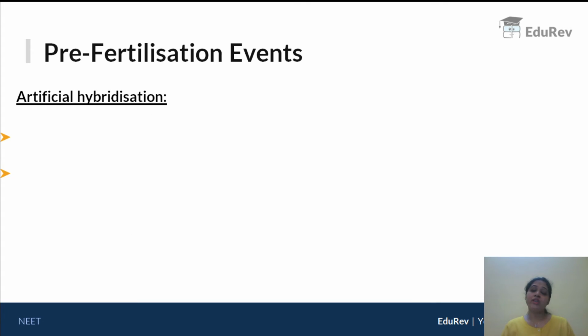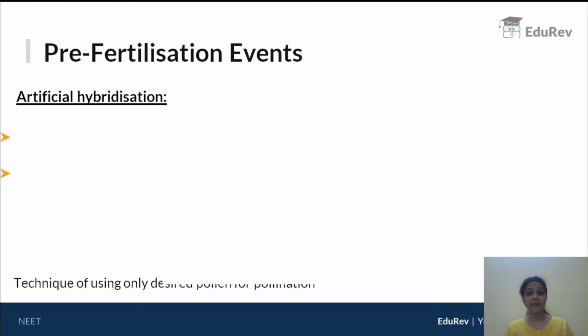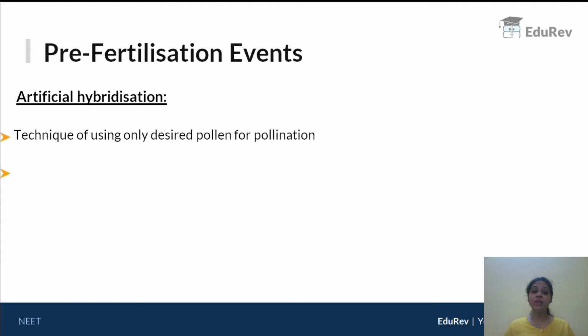Now we move on to the concept of artificial hybridization. So hybridization basically implies that you're bringing two different plants together, but here artificially, so artificial hybridization. So artificial hybridization is mainly a technique by which we allow pollination between two plants of our choice. So it is a crop breeding program. It is an event in the crop breeding program. Okay, so a technique that uses only desired pollen for pollination. So you're bringing the two plants of your choice together.